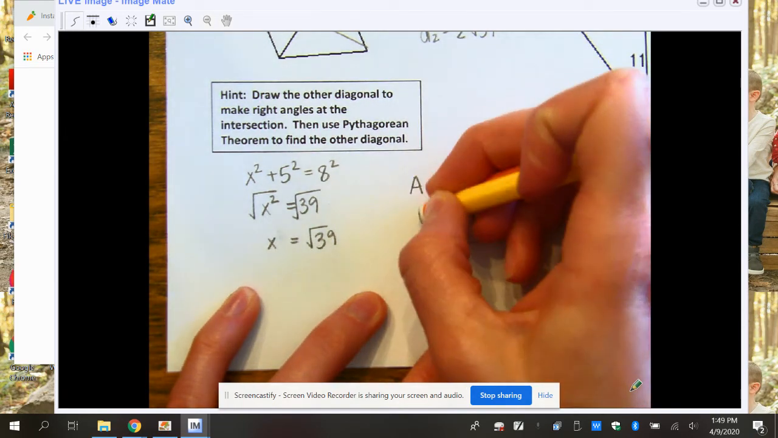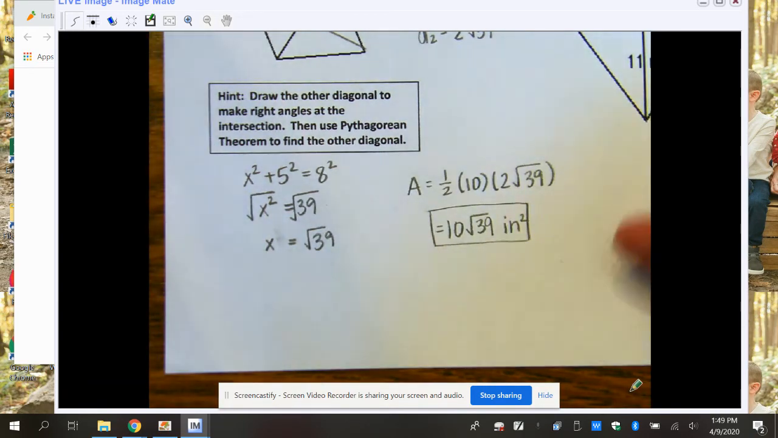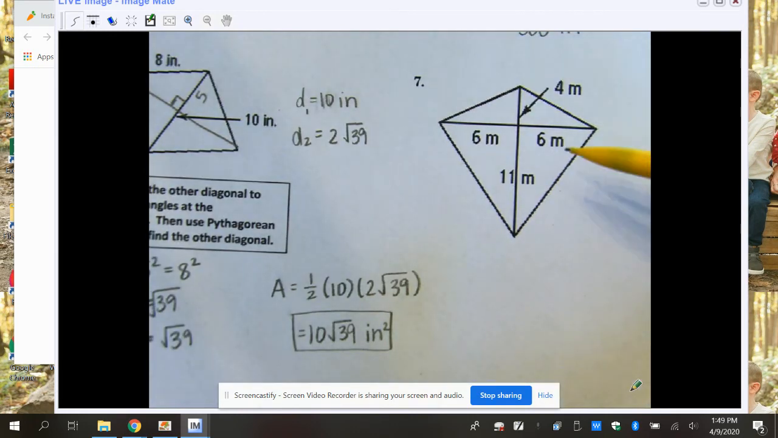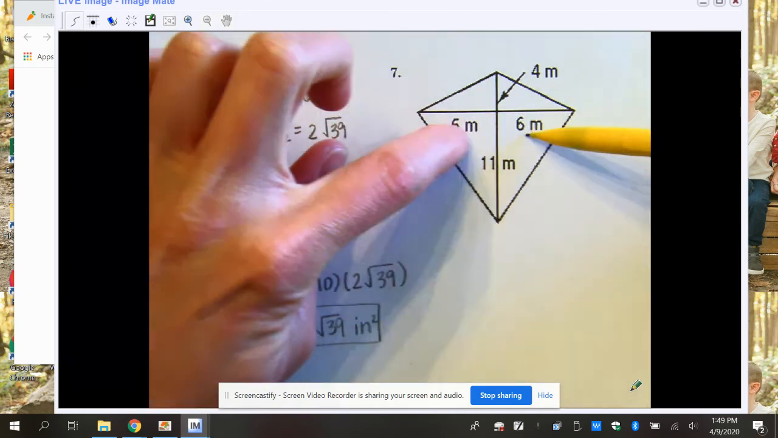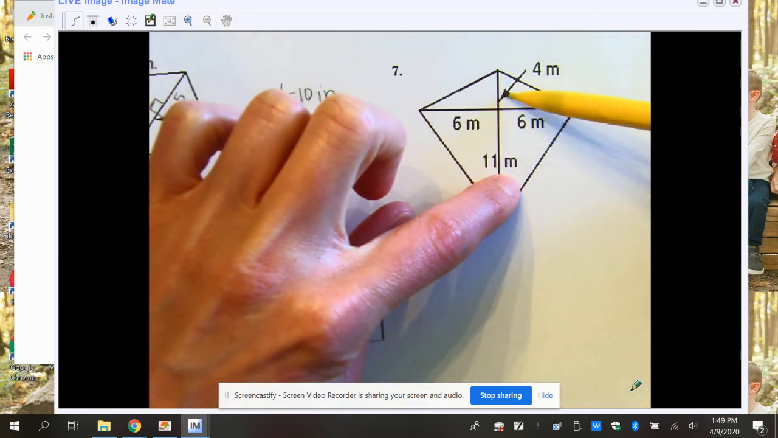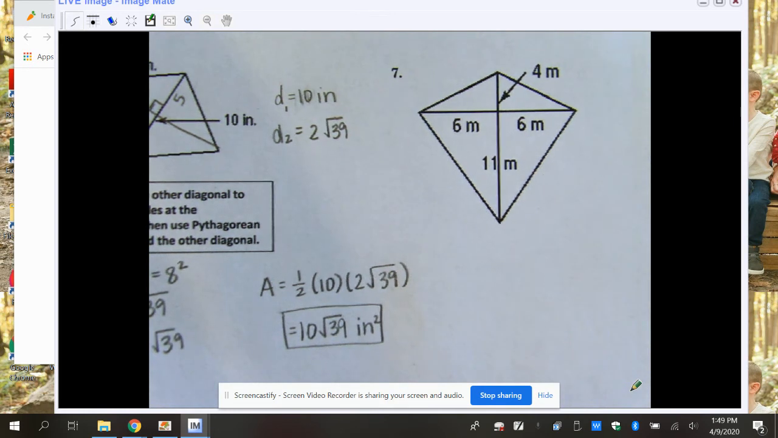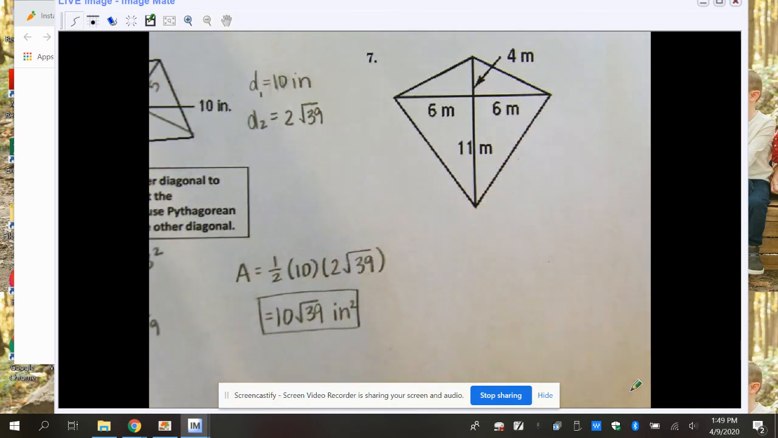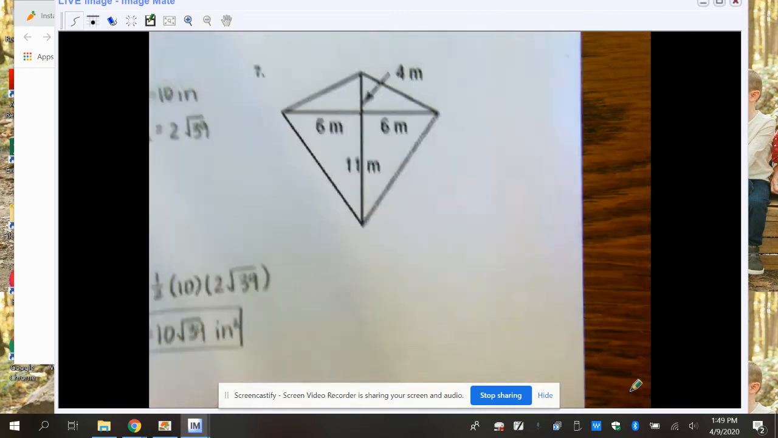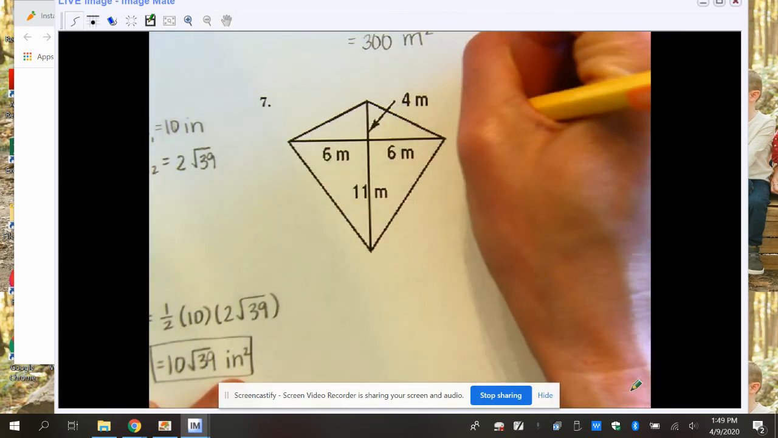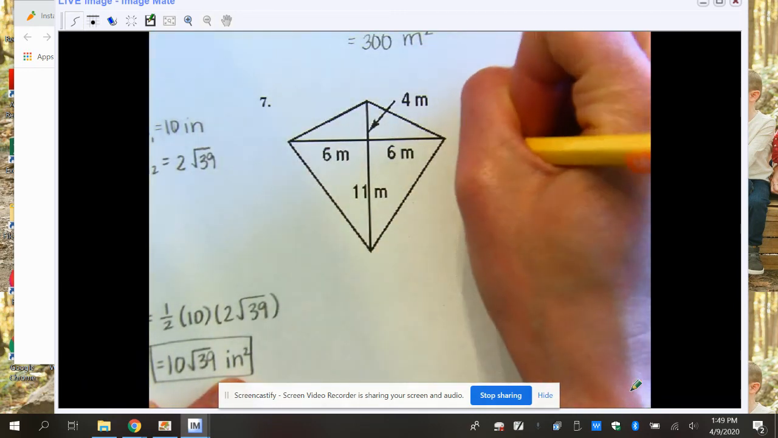All right, last one here. We know that this is a kite because the diagonals are not bisecting each other. This diagonal is being bisected, but these two pieces have different lengths. And so it can't be a rhombus. Obviously it looks more like a kite, and you guys know never to go by how things look.